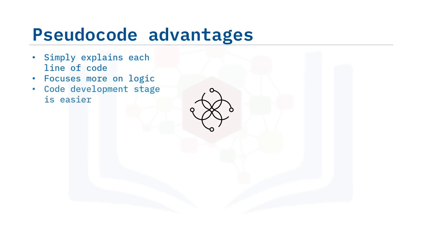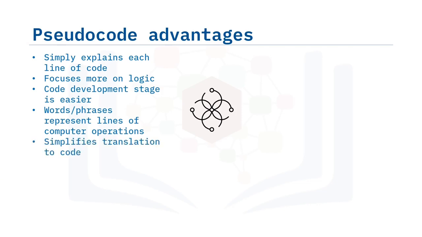Removing the distractions of coding when using pseudocode makes the code development stage easier. Words and phrases in pseudocode represent lines of basic computer operations that simplify translation from the pseudocode algorithm to the specific programming language. Pseudocode allows programmers working in different computer languages to interact with each other.